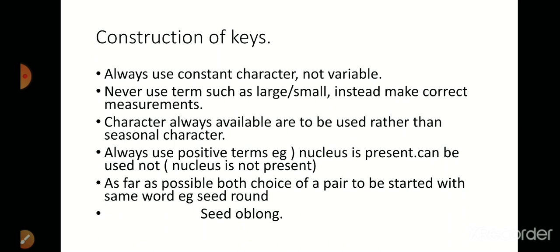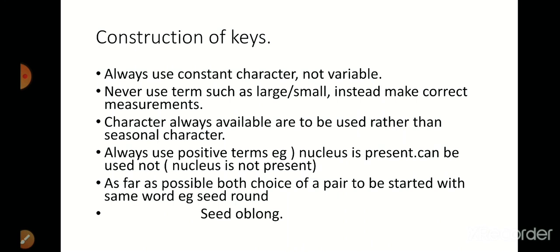Next one is never use terms such as large, small; instead make correct measurement. Whenever you find an unknown organism, you cannot just imagine the length of the organism. You have to actually measure that organism for better understanding of the classification. So in a taxonomic key you cannot use terms like large, small, tall, broad. You have to measure the organism on the basis of their morphology.